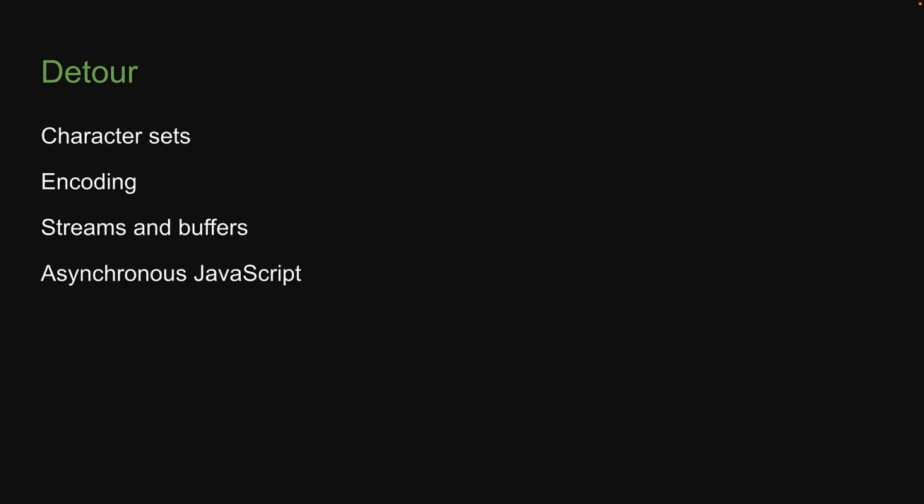Welcome back. So far, we have learned about two built-in modules, the path module and the events module. Now, before we proceed with the remaining three, we need to take another detour. This time, we are going to learn about character sets, encoding, streams and buffers, and finally, a little about asynchronous JavaScript. In this particular video, our focus will only be on character sets and encoding.